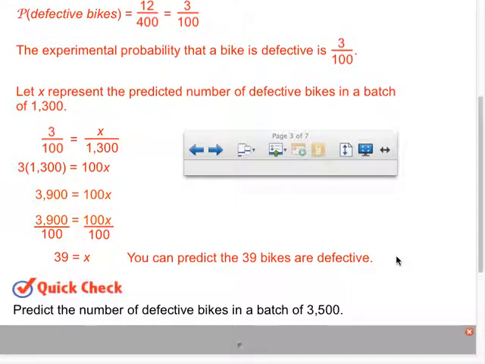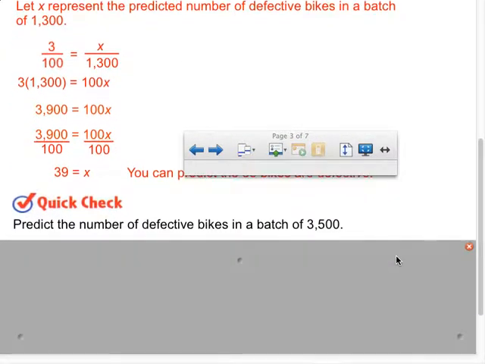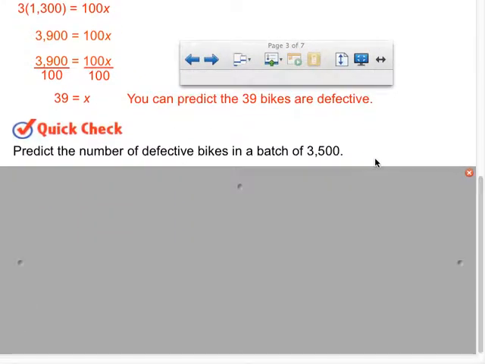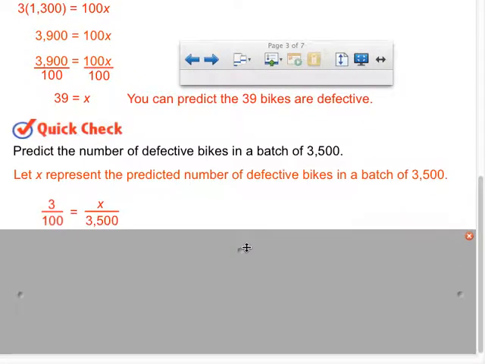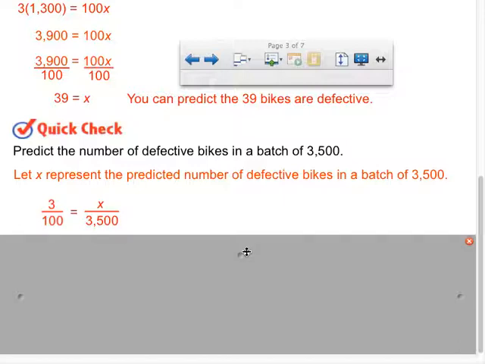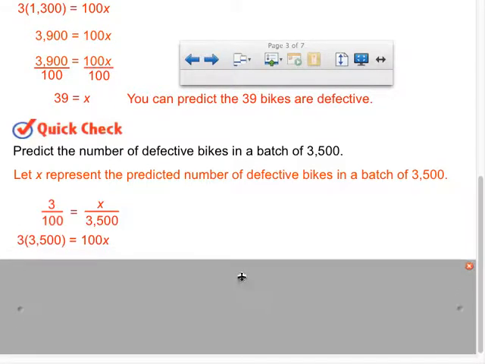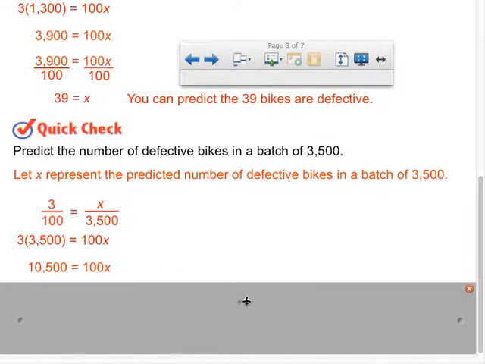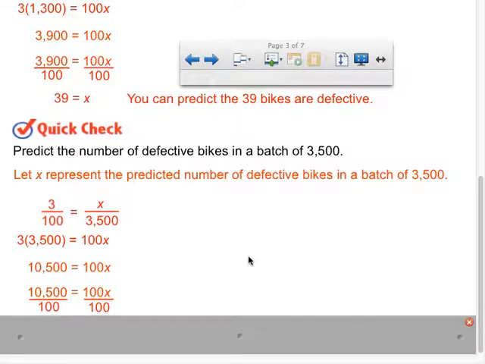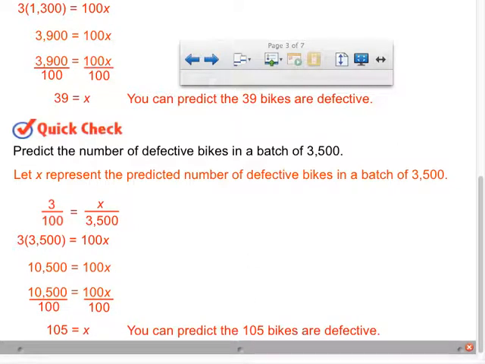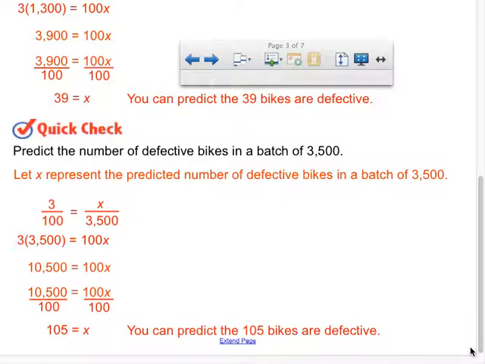Jayla, go ahead. 105. Okay, compare your answer with what I got. That's the proportion you should start out with. We're going to reuse 3 over 100 again, okay? We don't know how many are defective out of 3,500, but we're going to use this relationship to figure that out. Cross product, divide both sides by 100. 105 defective bikes. Any questions? We good?